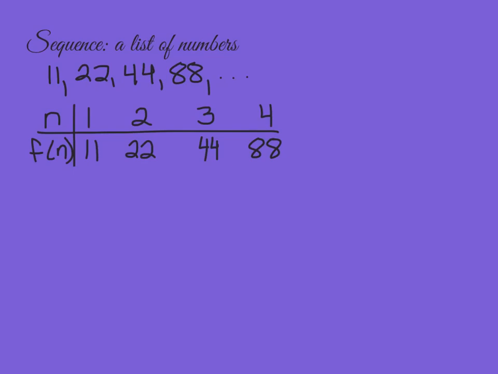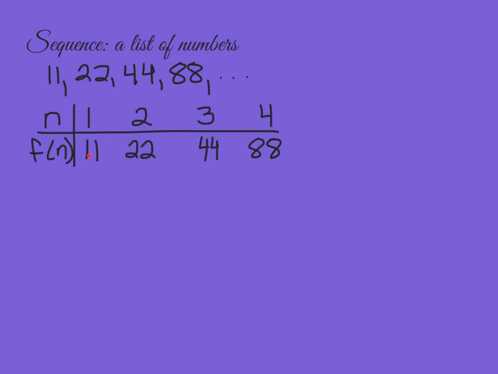And when I look at these, I'm going to look at n being the position number, term number 1, term number 2, term number 3, and so on. And then f of n is going to be the term. So the first term was 11, the second term was 22, the third term was 44, the fourth term was 88. And then I want to look at the relationship between each of these terms.